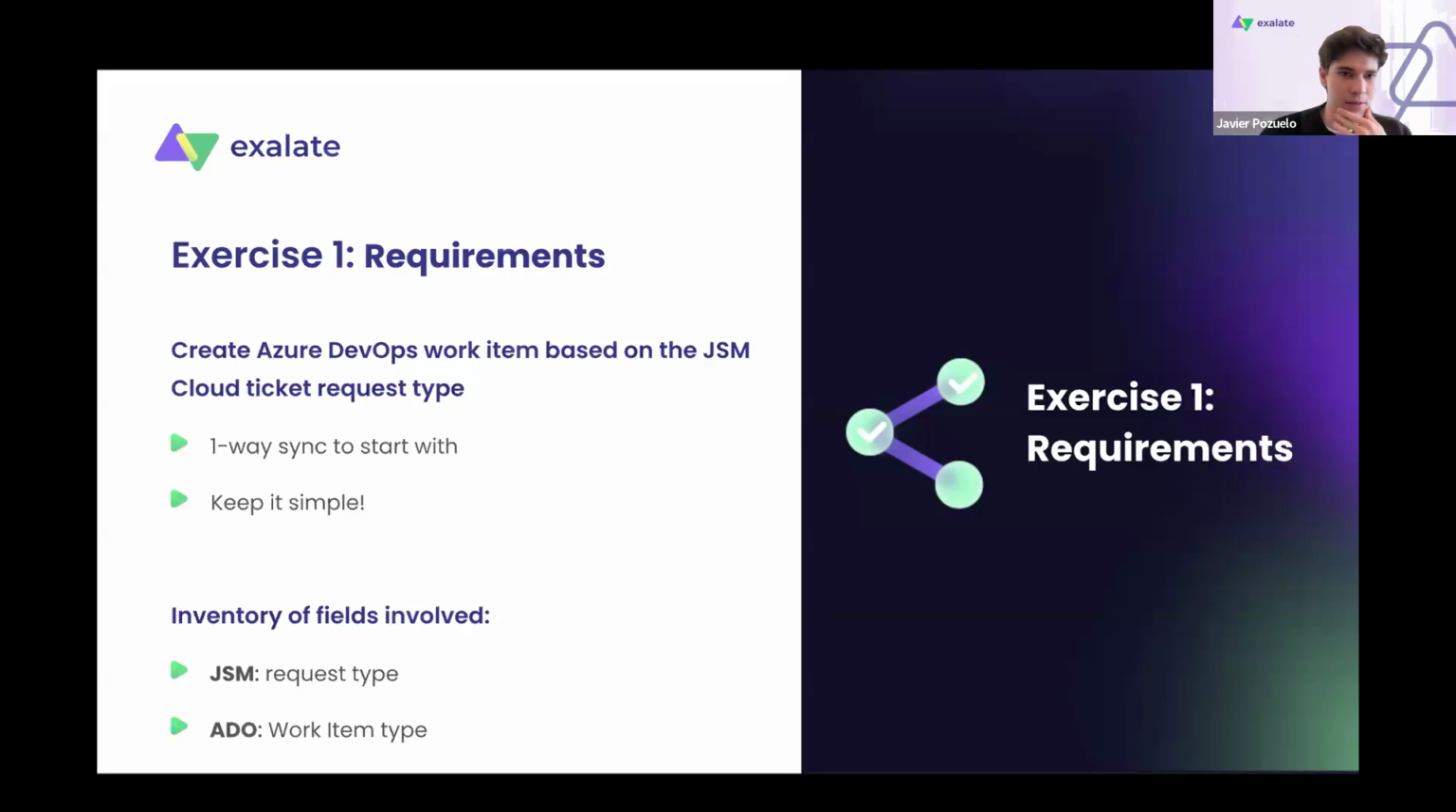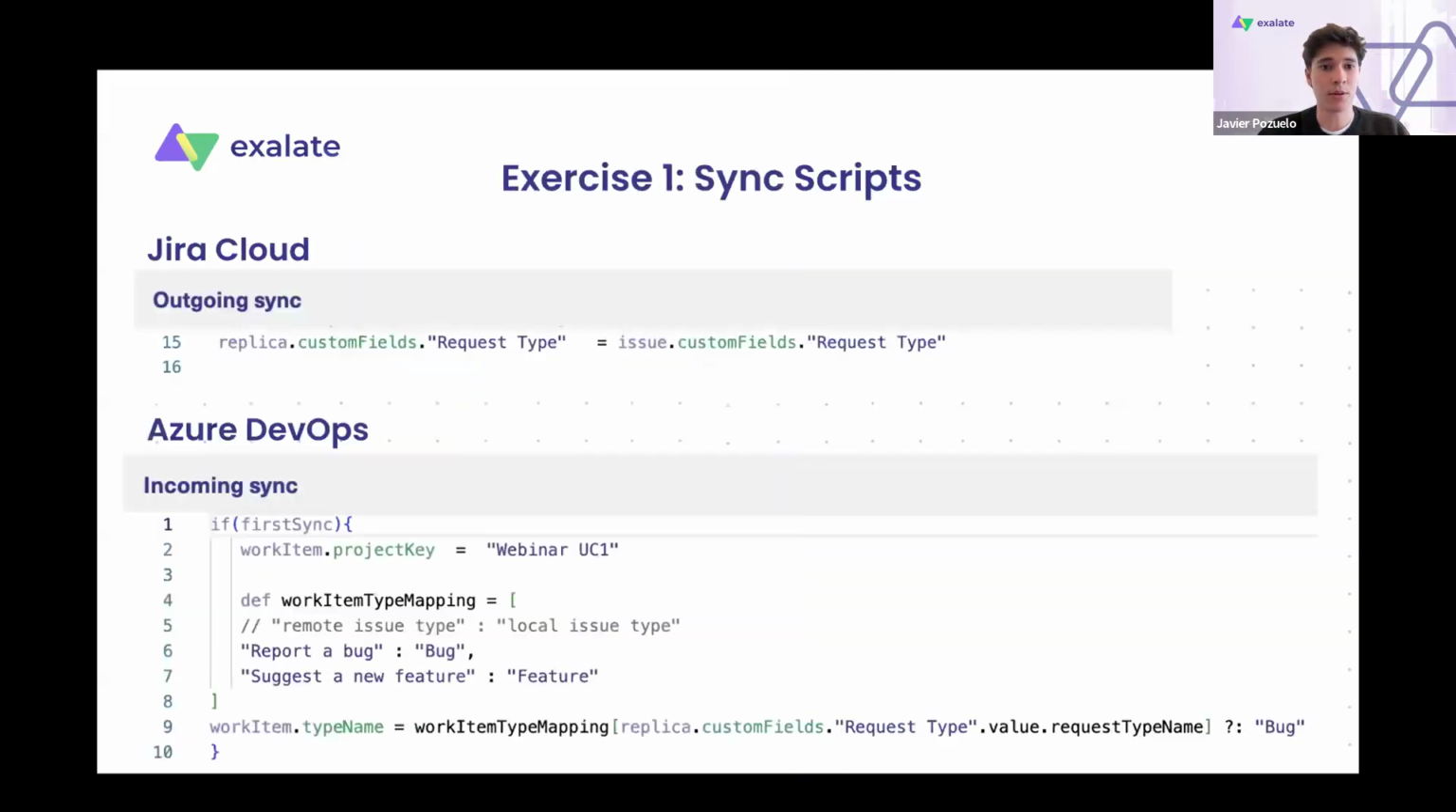Yeah, let me explain. Let's actually show you the scripts of this first exercise. Since we're only aiming to create tickets from Jira Cloud to Azure DevOps, we don't need to modify the incoming of Jira Cloud or the outgoing of Azure DevOps. So what we're doing here is adding the request type of Jira Cloud to the replica. And on Azure DevOps, we receive that replica and we create a work item type mapping. So we need to map the different values of each system. We have the Jira Cloud report a bug and we map it to an Azure DevOps bug. We do the same thing with suggest a new feature. We map it to ADO feature.